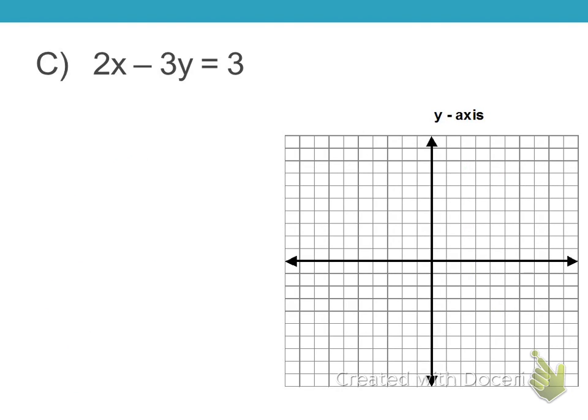All right, here's our next one. So again, our strategy is going to be to get y by itself and then to find 3 ordered pairs. All right, how will I get the y by itself here?